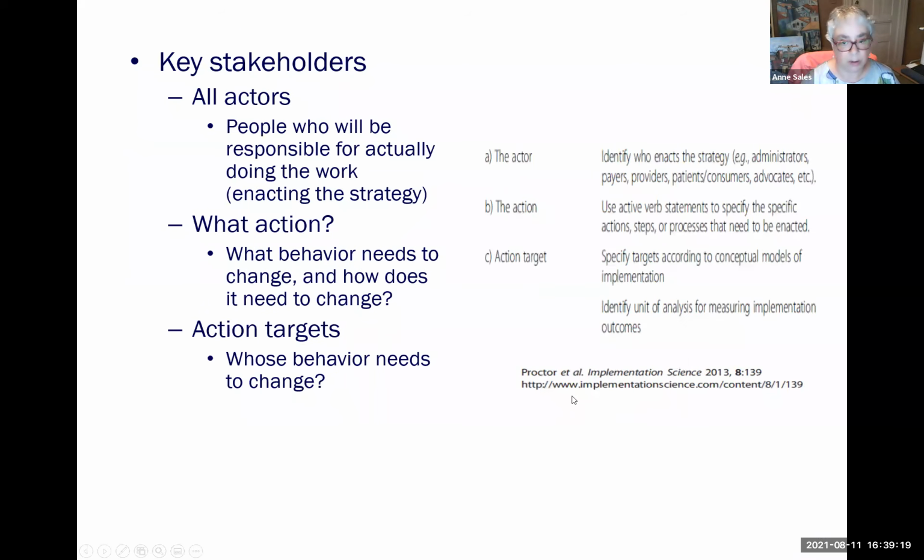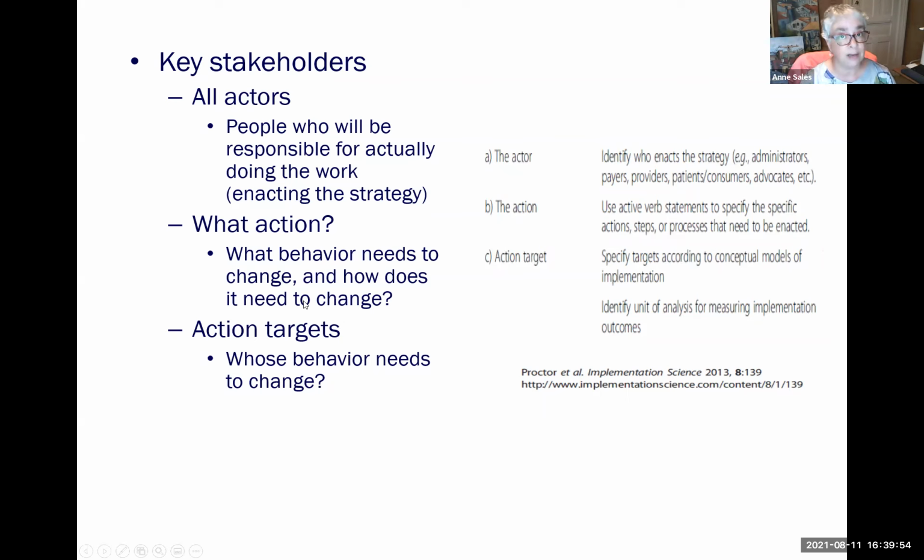This comes from a paper by Enola Proctor and her colleagues that was published in 2013, and it lists a group of things you have to think about as you specify strategies that you're going to use for an implementation project. I'm not going to go through these in great detail, but the key point I want to make is you need to identify stakeholders in order to know who the actors are. You should also think of yourself as an actor if your job is to do implementation or to do quality improvement.